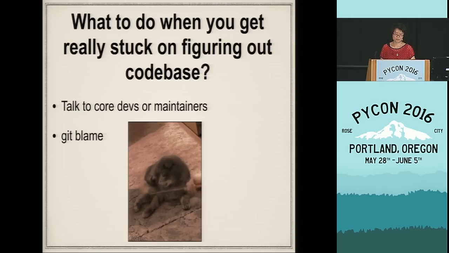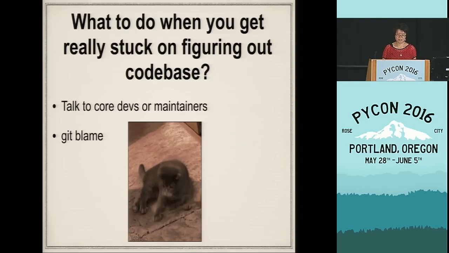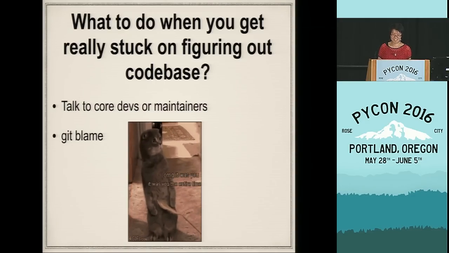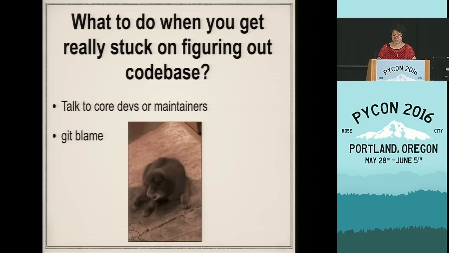But sometimes, you might get stuck, like figuring out what's going on for a code base that may not have full comprehensive unit tests and full documentation. So I think the best idea, if you get pretty stuck in general, is to talk to the core developers or talk to the maintainers. The first point of contact would be a mailing list or an IRC channel, where you can ask some questions. Alternatively, you can also do a git blame to see which person made that line change and look at the history of the code base to figure this out.